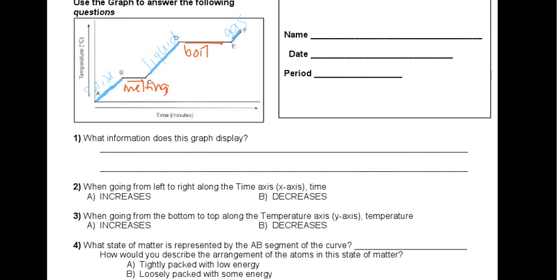Now whenever we read this graph the opposite way, starting over here and reading this way, it's a cooling curve. So when we start as a gas and it changes into a liquid, that's called condensation. And then whenever we have our liquid, it's going to freeze into a solid. So now that we have all of this filled out, we're going to start looking at our questions.